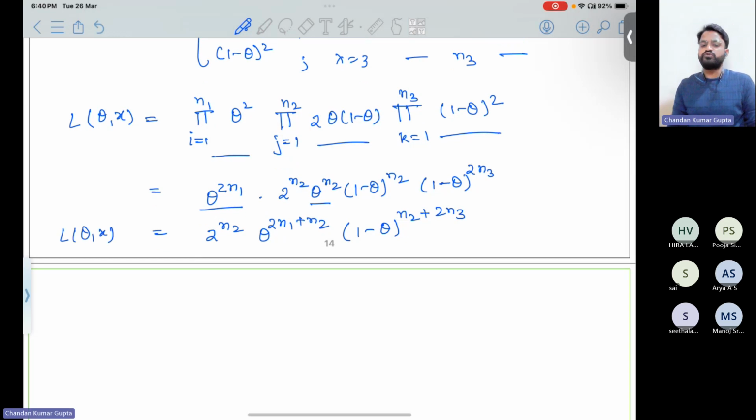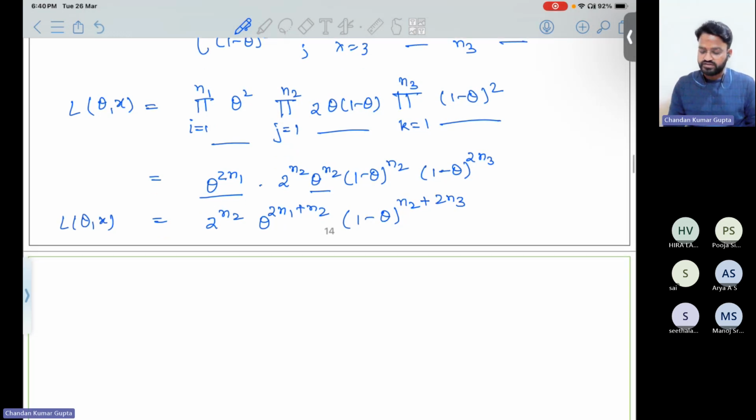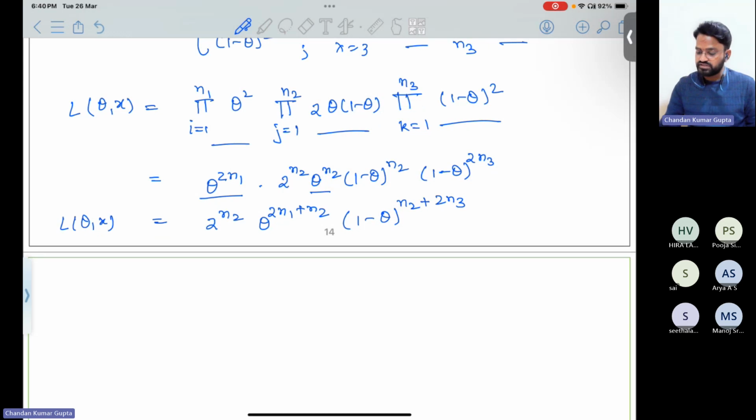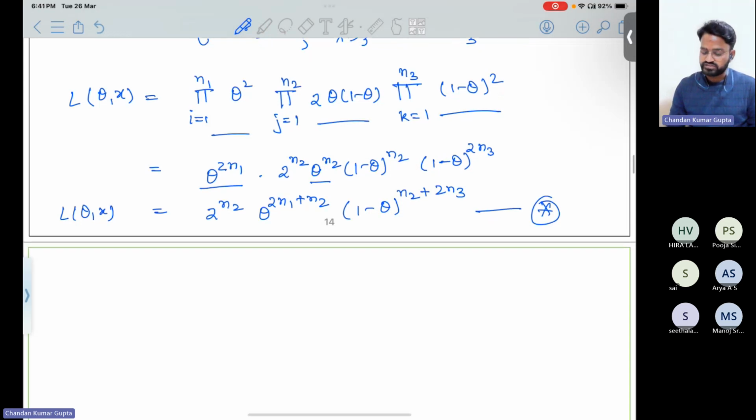So this is our likelihood function. We may directly differentiate this, suppose this is equation star. We may directly differentiate equation star and find the value of theta for which L theta x is maximum. But for simplicity, we've considered log.